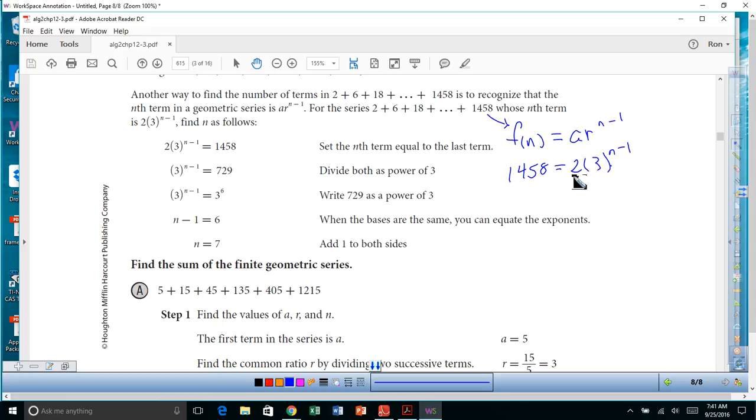All right. So we're just going to divide both sides by 2. And we get 729 equals 3 to the n minus 1. Now, we have to have a common base. 729, that's 3 to the 6. And then times 3 to the n minus 1. Remember, if you have a common base, you can get rid of that. And you got 6 equals n minus 1. Add 1 to both sides, 7 equals n. So that's all they do there.